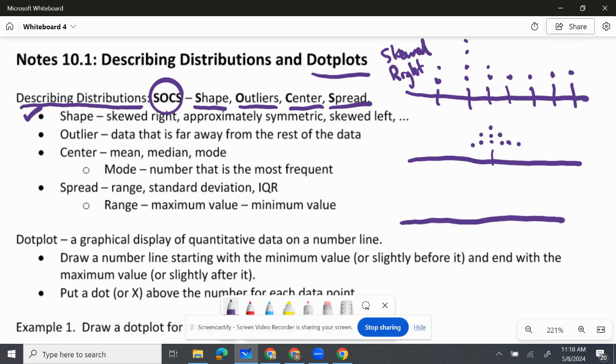And then the last one that we're going to look at is skewed left. And a skewed left distribution, similar to a skewed right, is going to be more spread out on the left-hand side, and that's what makes it skewed left.